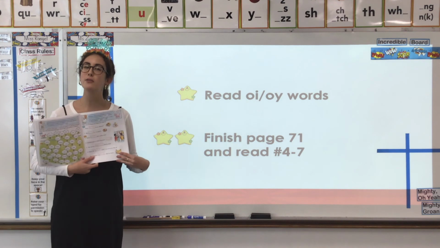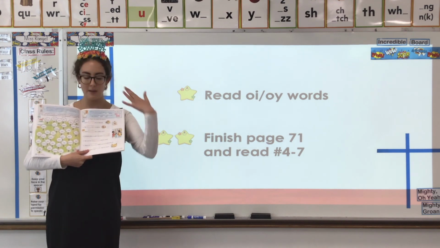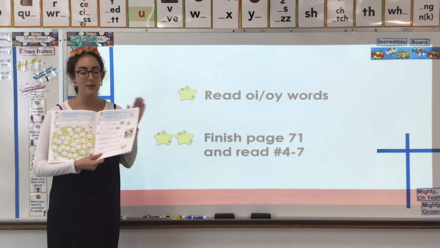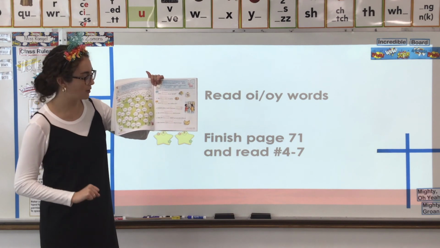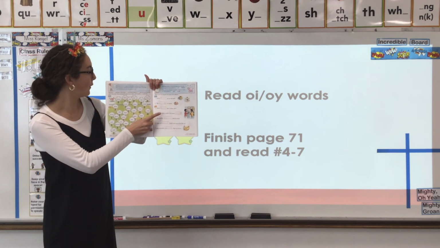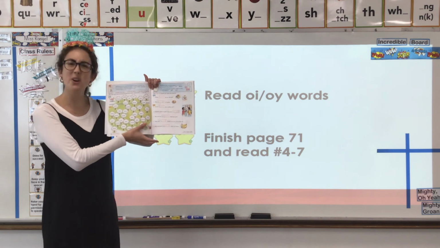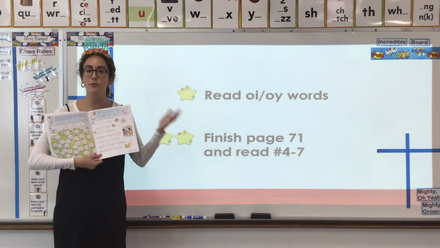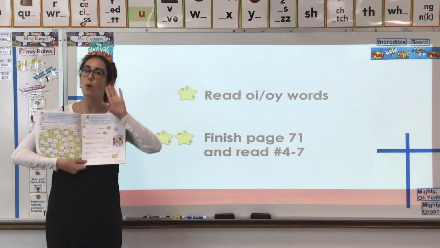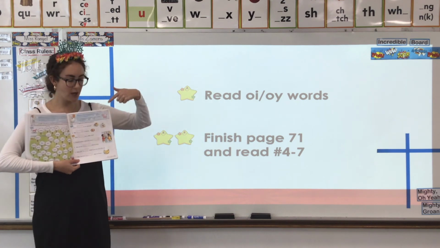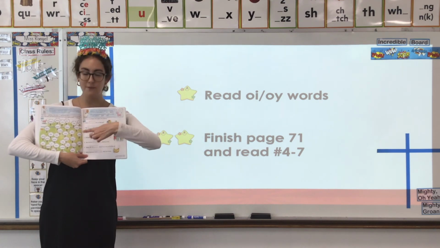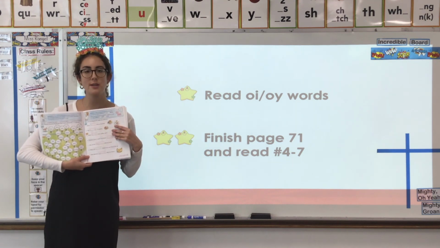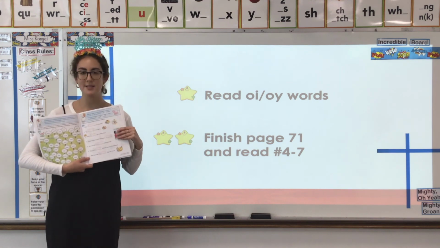For 2 stars, you of course are going to finish page 71, finish the entire page, and then practice reading the sentences. In your video that I'm going to see on Dojo, you're going to read just sentences 4 through 7. You don't need to read the whole thing, just sentences 4 through 7 so I can listen to your fluency and your accuracy with oi words. So 2 stars, finish the page, and read 4 through 7. Those are your 2 options. I want you to choose the level where you can truly do your best.